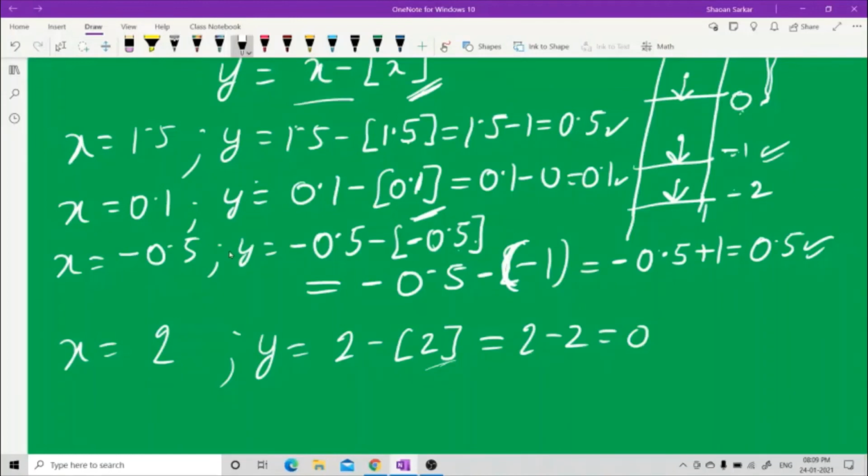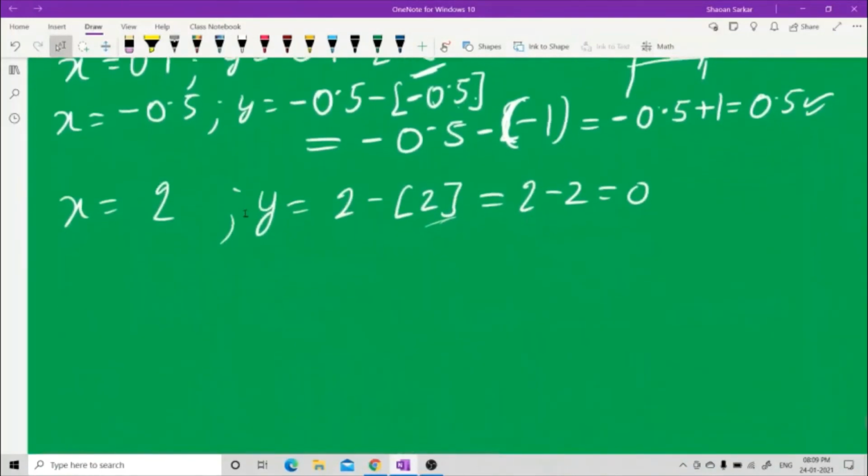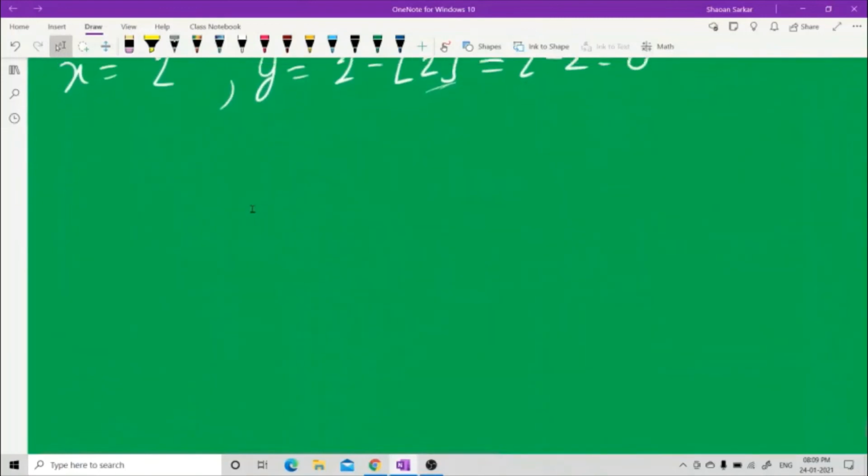Let me repeat in English. This function can always become 0 but never 1. So the graph of this function is somewhat like this. Let's see the graph of this function. This is a very, very important function while trying to find limit, continuity and all that, and differentiability.